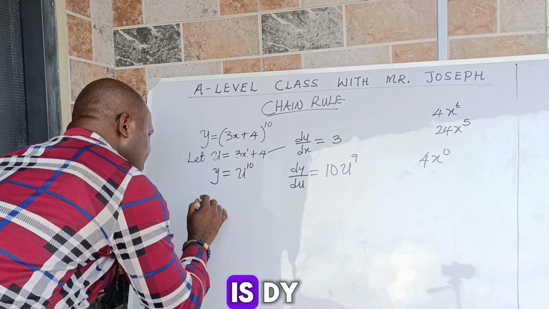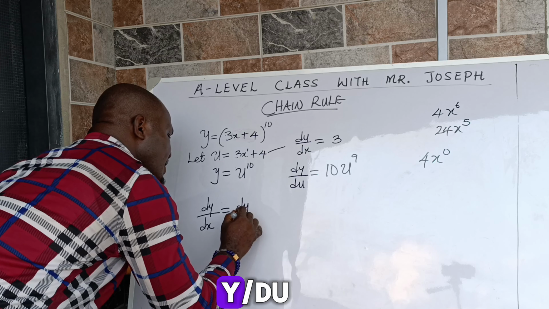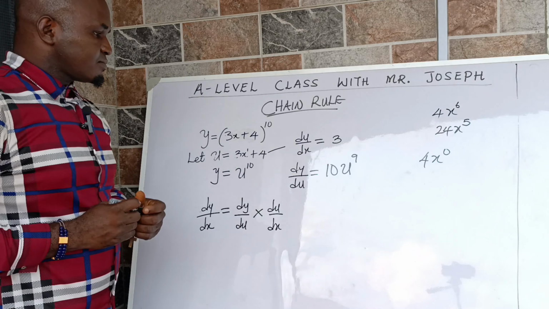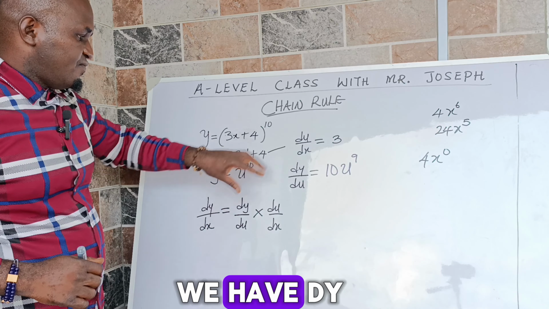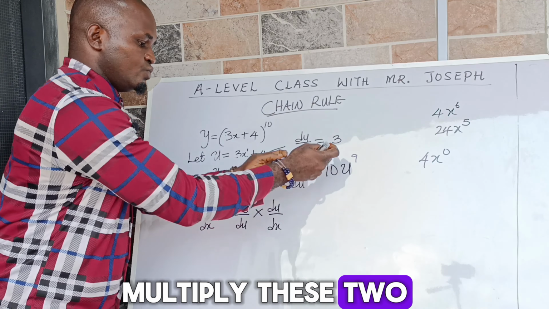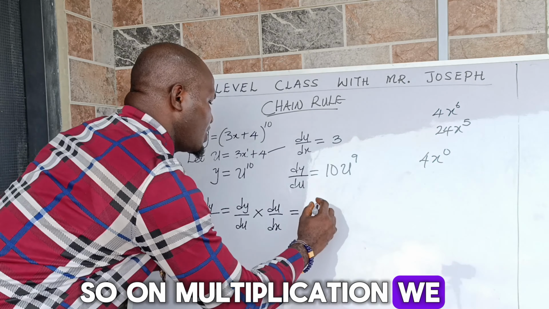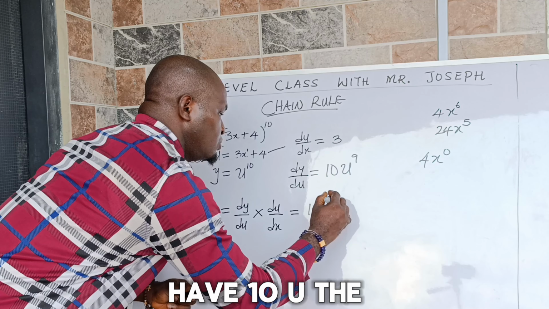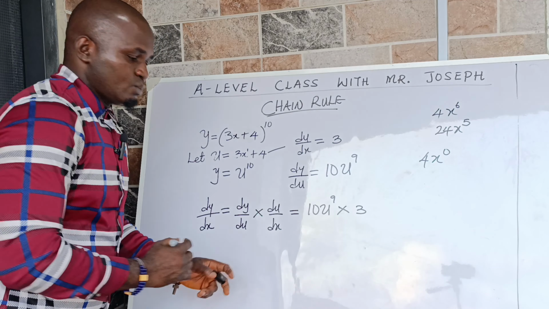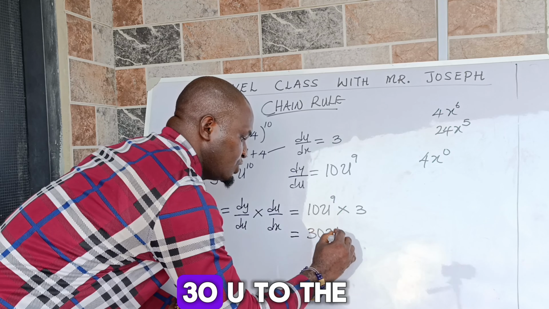Recall that the formula is dy/dx equals dy/du multiplied by du/dx. We have dy/du here, and we also have du/dx. So we're going to multiply these two. On multiplication, we have 10u to the power of 9 multiplied by 3, which will give us 30u to the power of 9.